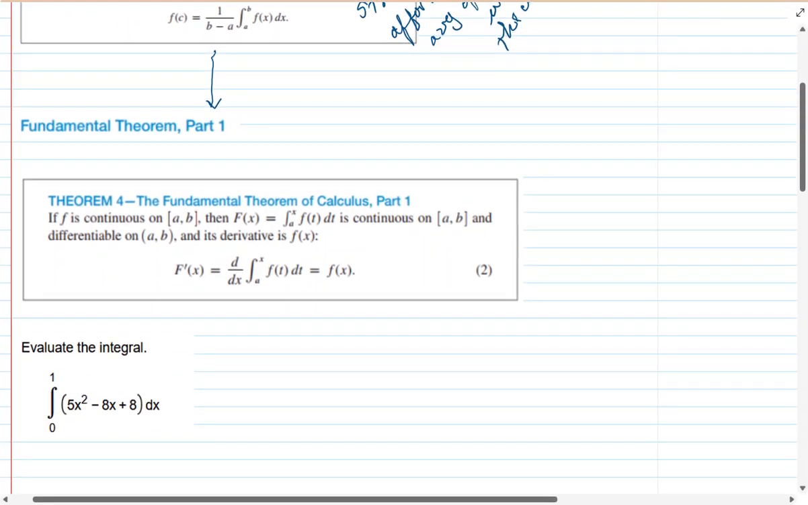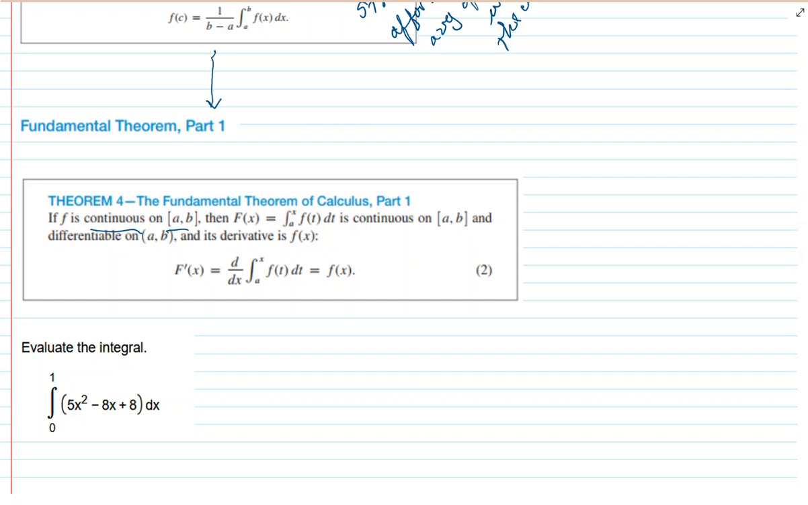It says if f is continuous over [a, b], the domain of a to b, then cap F of x equals the integral from a to x of f of t dt is continuous on [a, b], and differentiable on any part interior of (a, b), and its derivative is f of x. Okay, so the integral is that f of x.